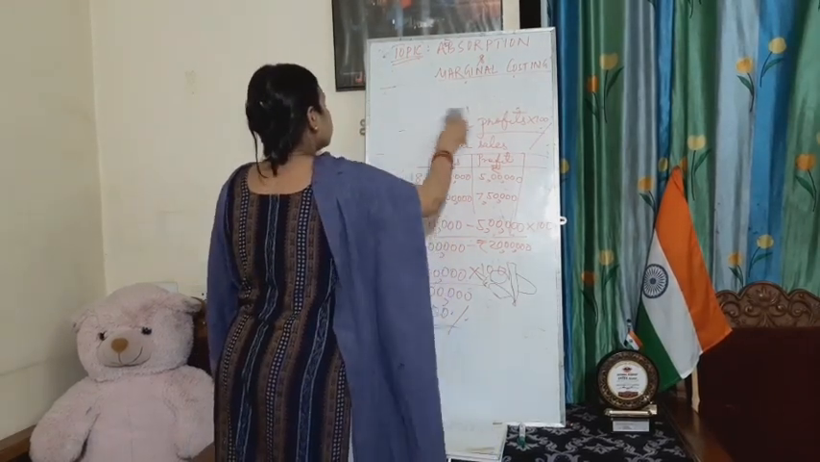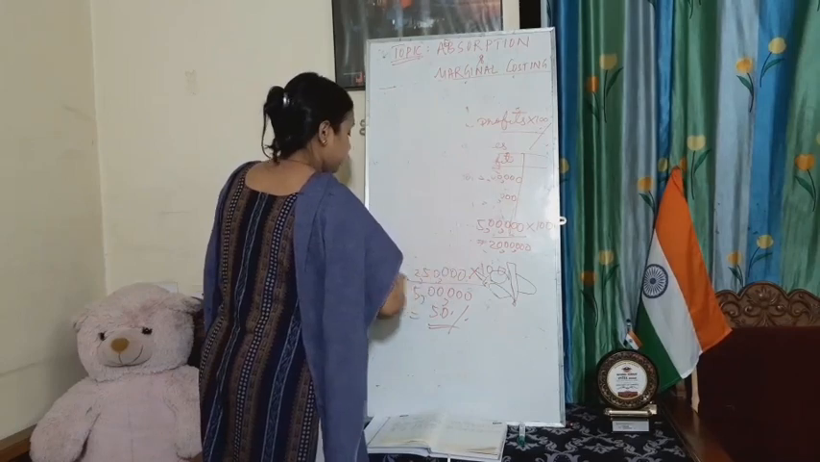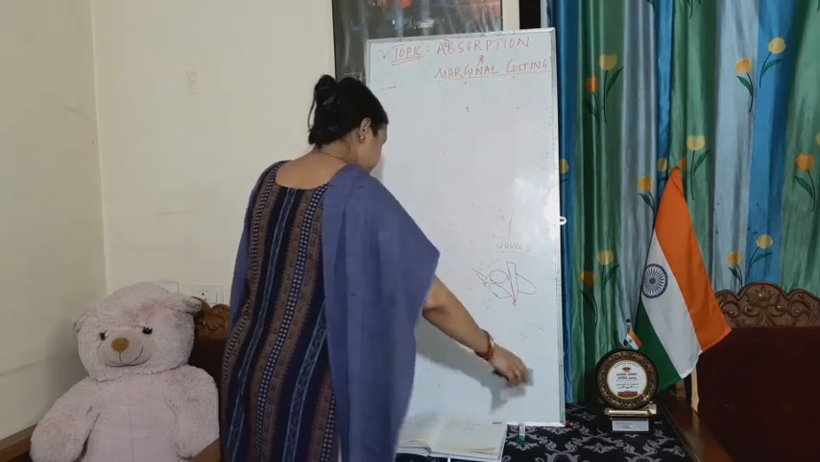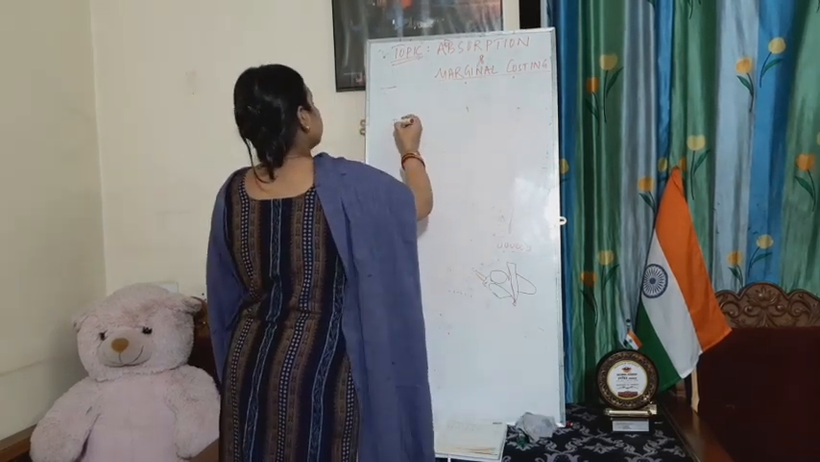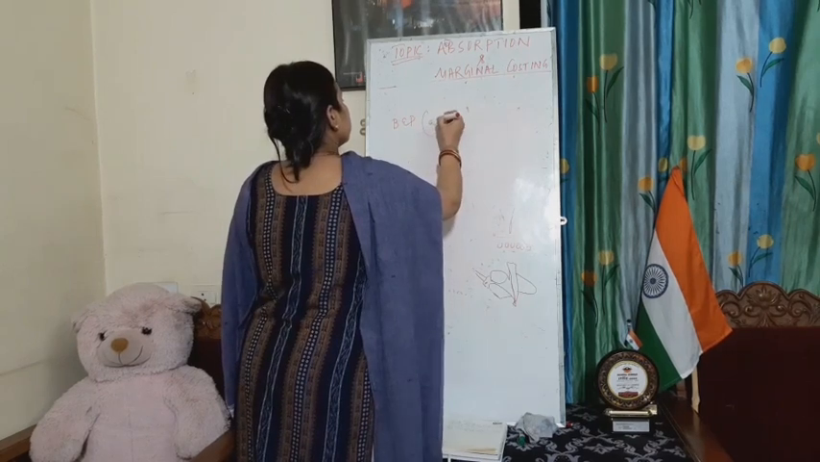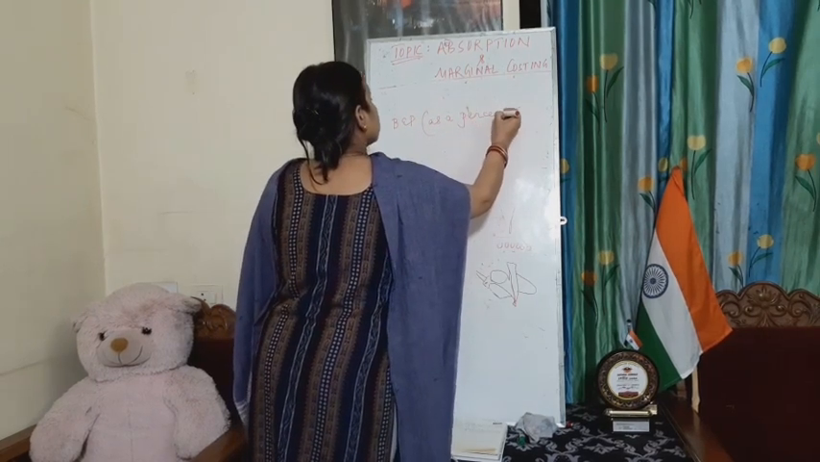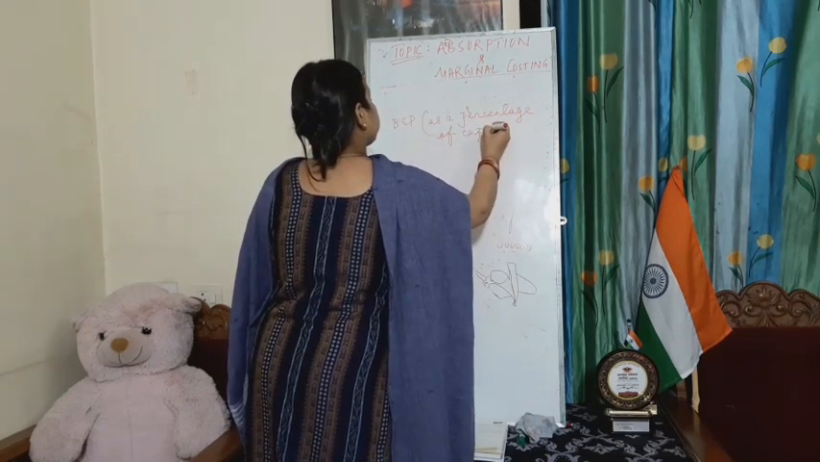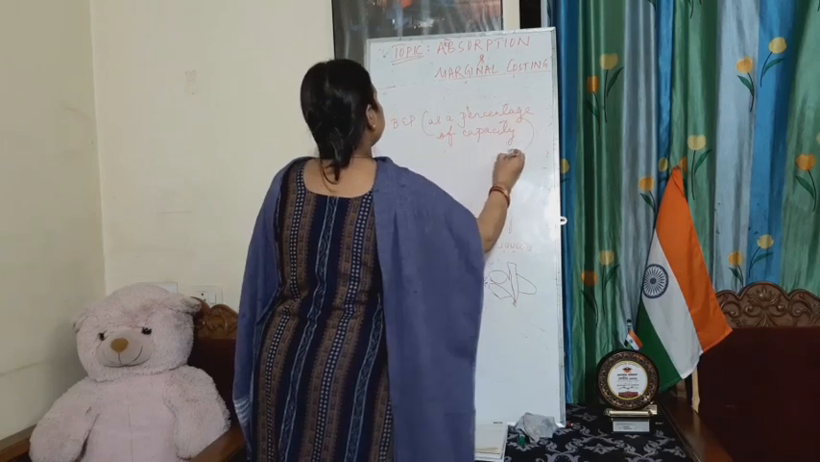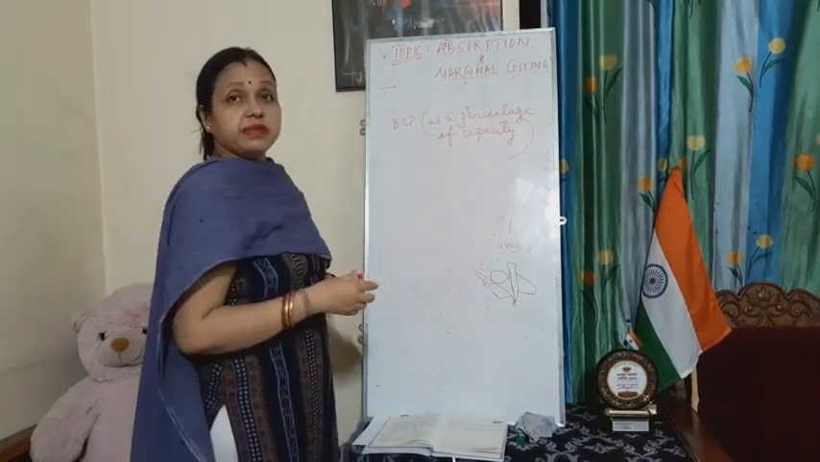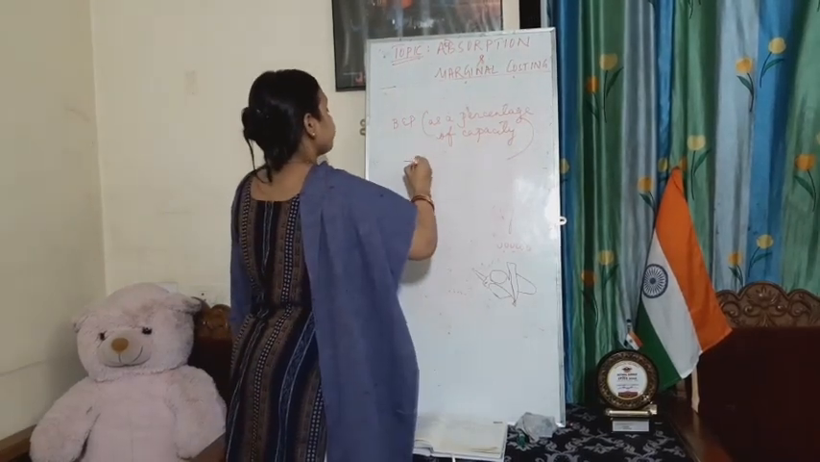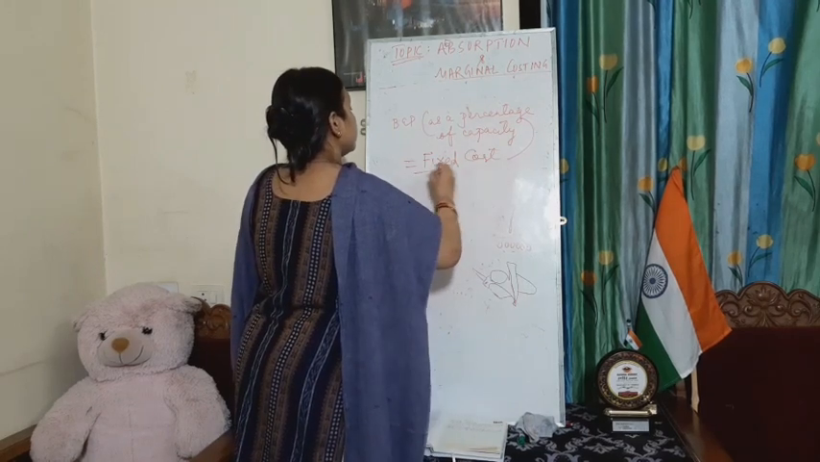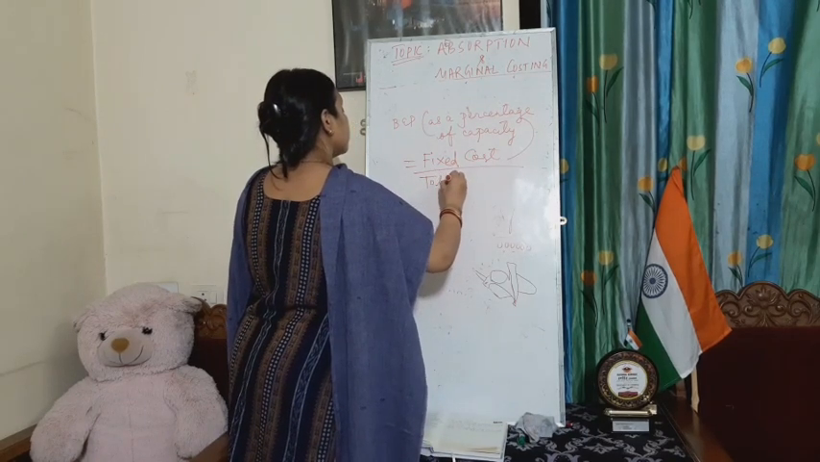My dear students, we have also calculated break-even point both in terms of units as well as in terms of monetary value. Now, break-even point can also be calculated as a percentage of capacity. Whenever we calculate it as a percentage of capacity, break-even point equals fixed cost divided by total contribution.